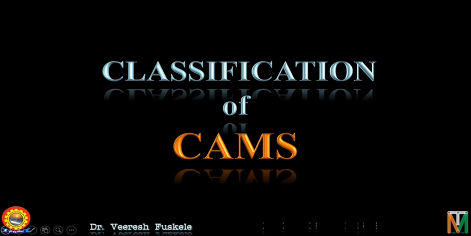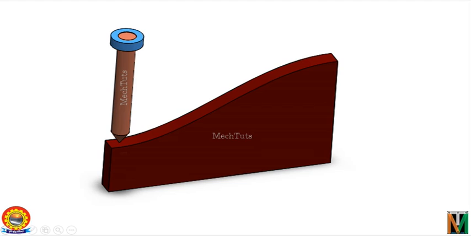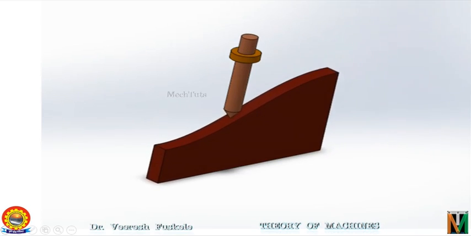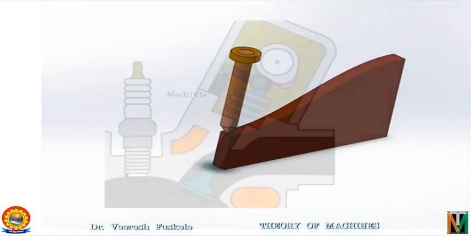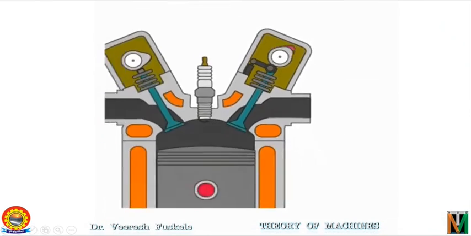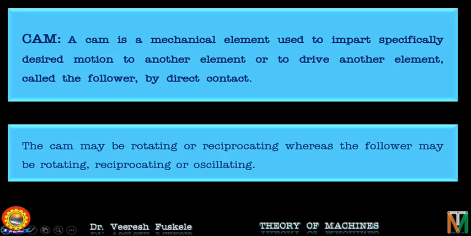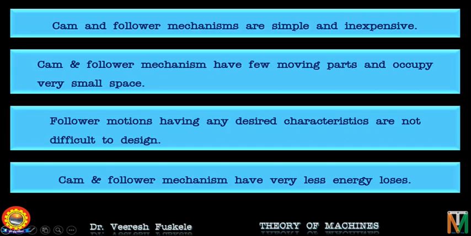In today's lecture, we will discuss the classification of cams. In the previous lecture, we started the topic cam and follower. We discussed what the cam and follower mechanism is, why it is required, and what its utilities are. We also defined the cam and further discussed the advantages of cam and follower mechanisms. So let's start with the classification of the cam.